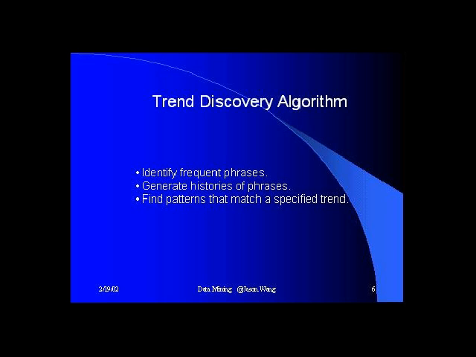Another trend discovery algorithm is to try to generate histories of phrases. Another type of trend discovery algorithm is to try to find patterns that match a specified trend. You have a particular query or trend which is composed of a bunch of phrases. And based on this, you try to search the text database to see whether these documents at hand contain this particular trend or not. Now, if you look at these algorithms, all of them are concerned with string discovery or string matching or substring matching and so on. So, there are several algorithms.